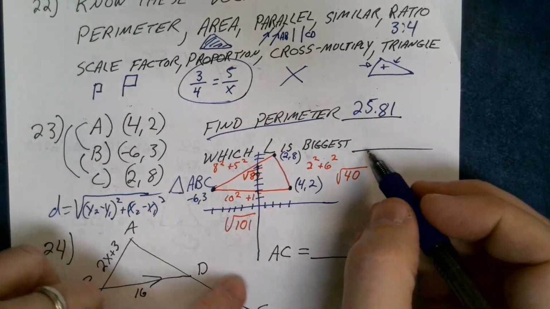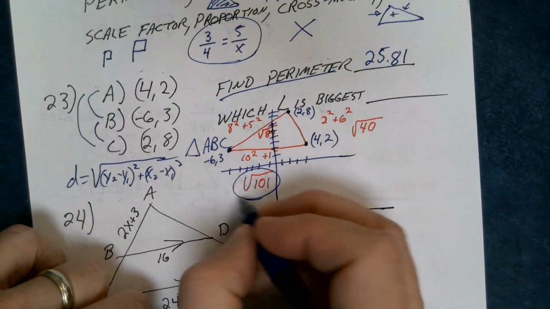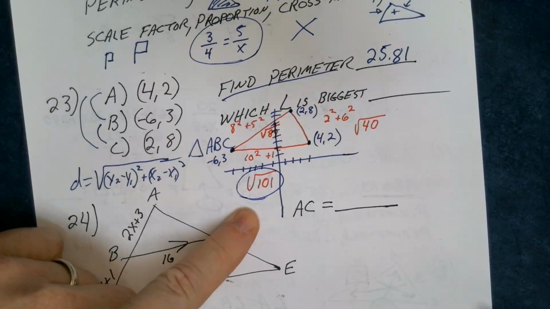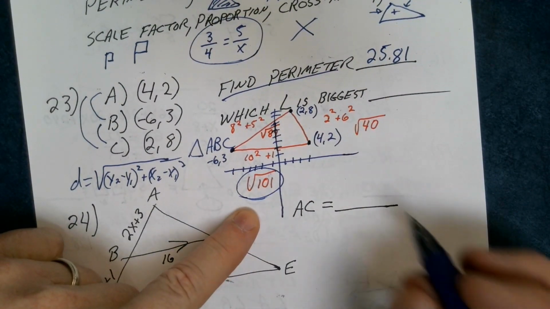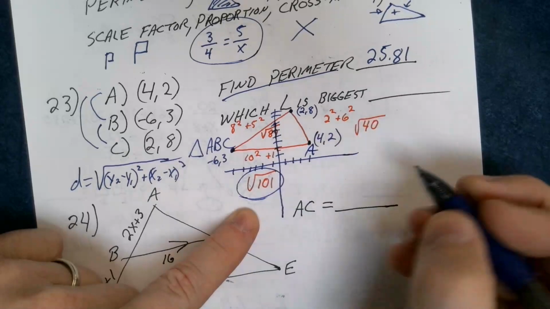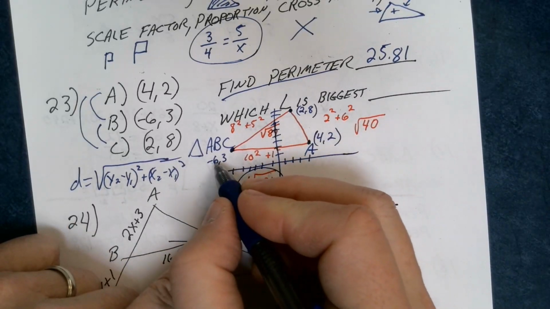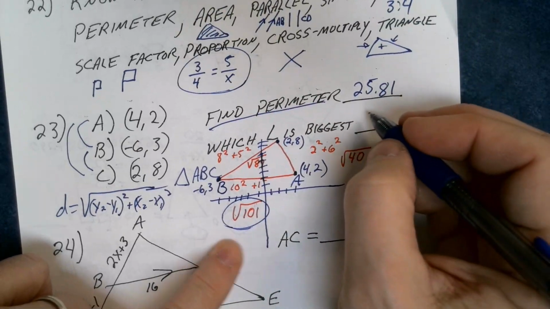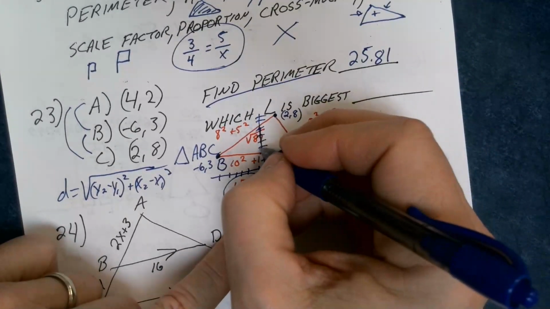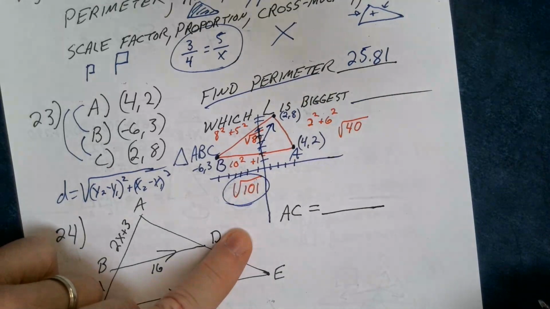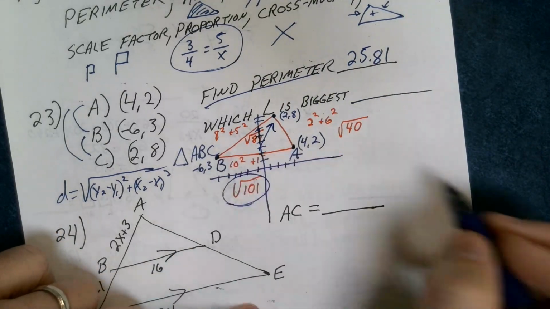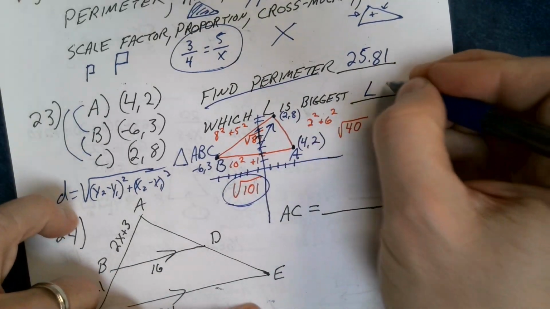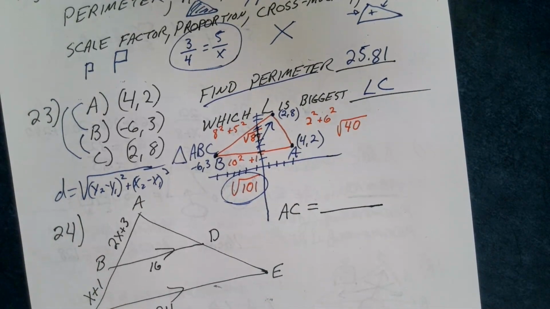And then which one's the biggest side? Well, the biggest side is obviously the one with the biggest mark right here, square root of 101. So the 4.2, that was A, and the negative 6.3, that was B. So which angle is the biggest? The angle that's the biggest has to be the one that's across from the biggest side, and since BA is the biggest side, then I must put angle C is the biggest angle.